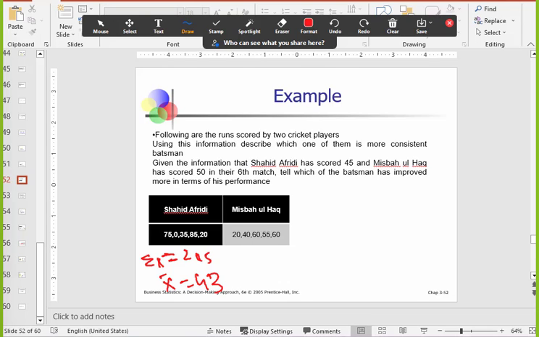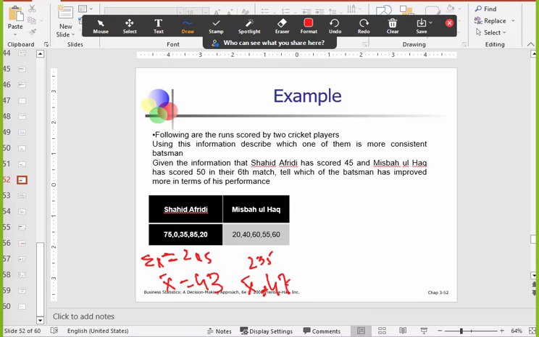Now we'll calculate this for Misbah Haq. That is 20 plus 40 plus 60 plus 55 plus 60. So it's 235, and its average, dividing by 5, is 47. So the average of Misbah Haq is 47. It is higher. Now I will calculate the standard deviation.